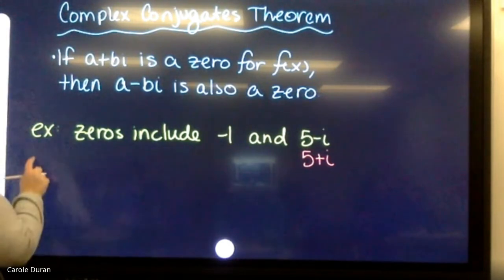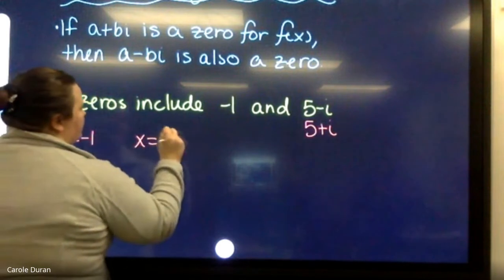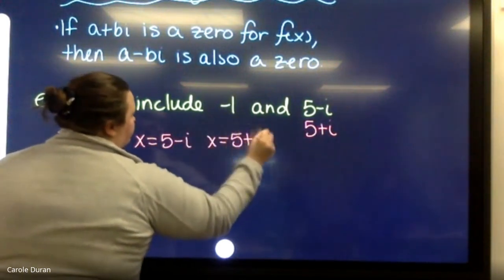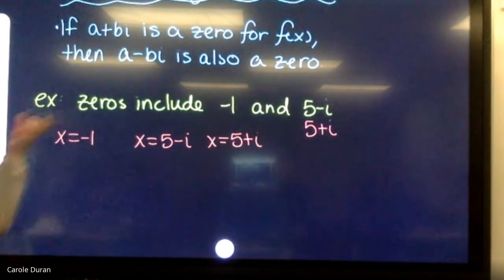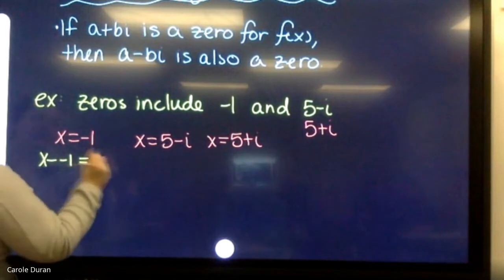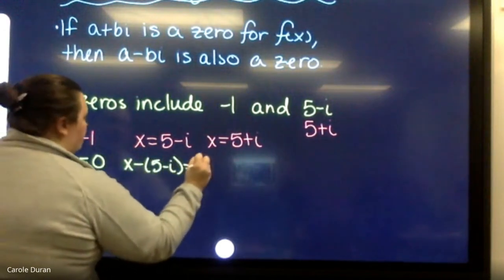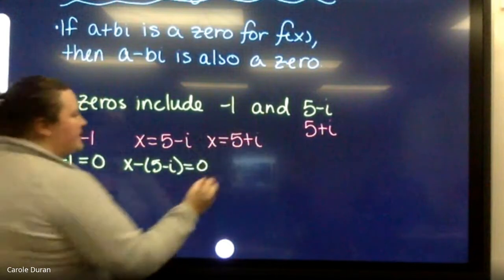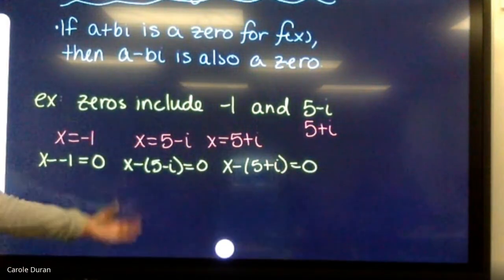So what I start with is I take each of these zeros and set x equal to each of them. And I want to work backwards from everything that we've been doing. So I would like to take these zeros and turn them back into factors. When we turn them back into factors, I take whatever's on the right-hand side and I subtract it over with the x. So for x equals -1, I'm going to have x minus -1 equals 0. For x equals 5 minus i, I'm going to have x minus (5 minus i) equals 0. And for x equals 5 plus i, I'm going to have x minus (5 plus i) equals 0. I literally take everything on the right-hand side and subtract it over.